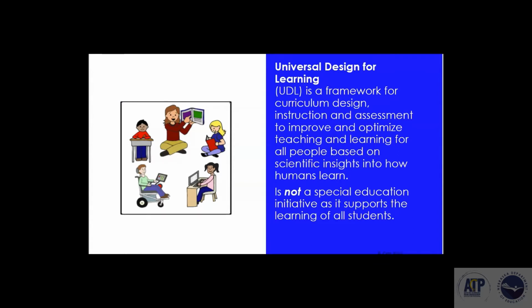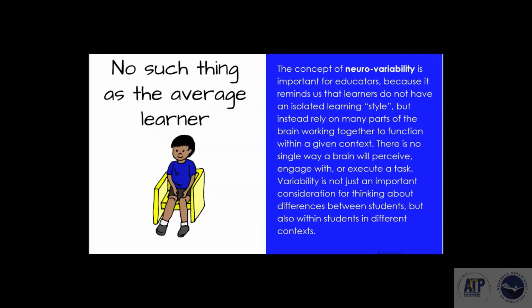Universal Design for Learning, or UDL, is a framework for curriculum design, instruction, and assessment to improve and optimize teaching and learning for all people based on scientific insights into how humans learn. It is not a special education initiative as it supports the learning of all students. All students learn differently, and there is no such thing as the average learner.